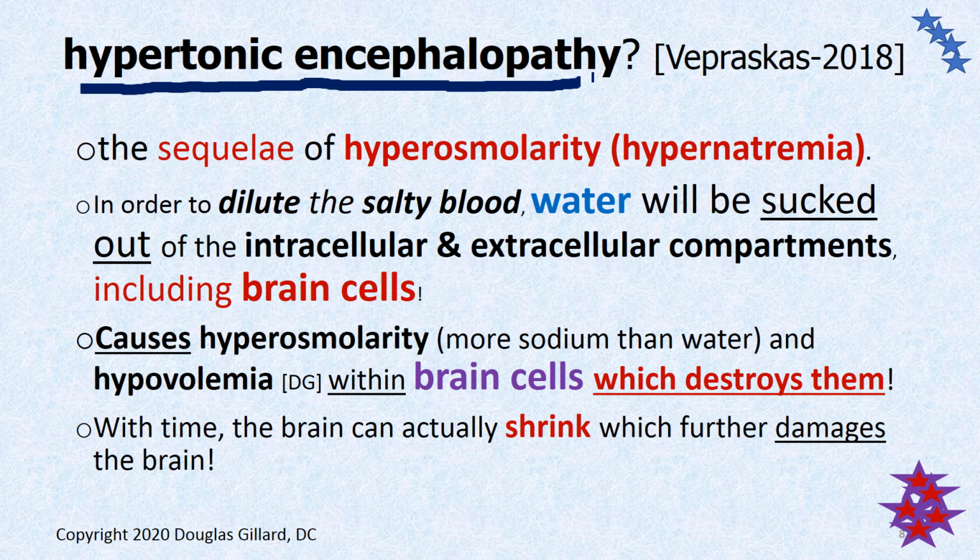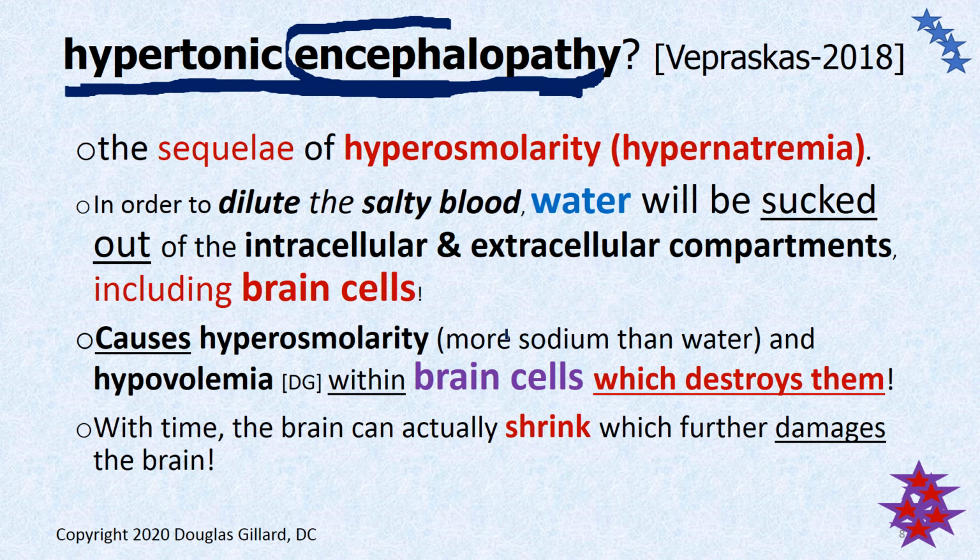Hypertonic encephalopathy. Gotta know that one. So what is this hypertonic encephalopathy? Well, encephalopathy, you're starting to enter the brain, right? It's some type of pathology in the brain. And what happens is, in order to dilute the salty blood, the body will suck water out of the interstitium, but it'll even suck water out of the cells, including your brain cells. So particularly, for whatever reason, it likes to suck water out of the brain cells. And officially, it sucks water out of the intracellular and extracellular fluid compartments.